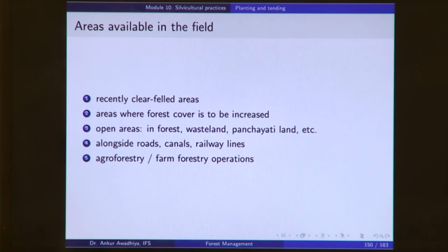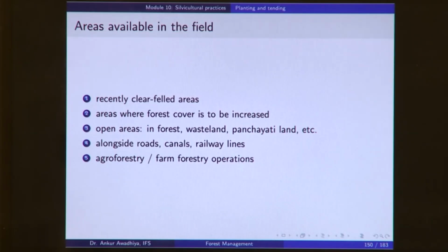So, how is this planting done? What are the areas that are available for such plantings, and what is the procedure that we follow to ensure that the regeneration comes up properly? So, we begin with the areas that are available in the field.